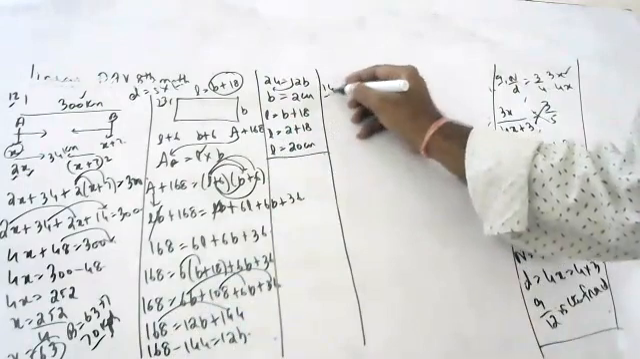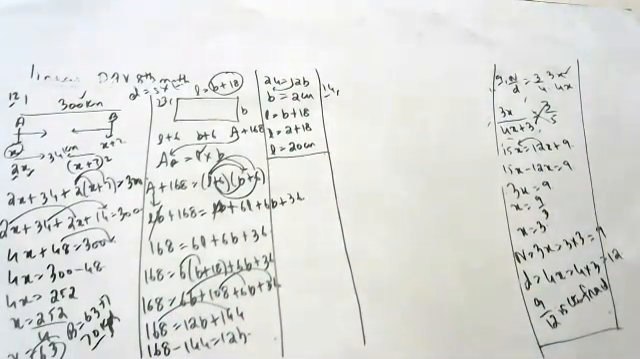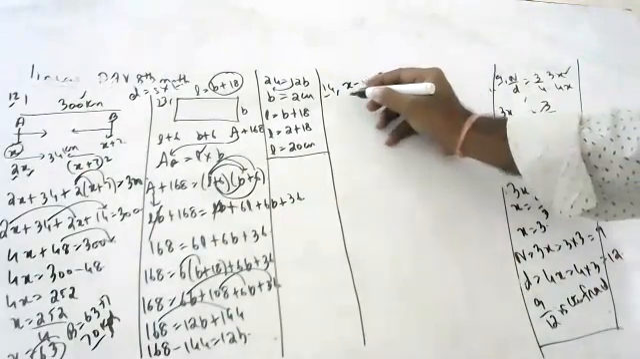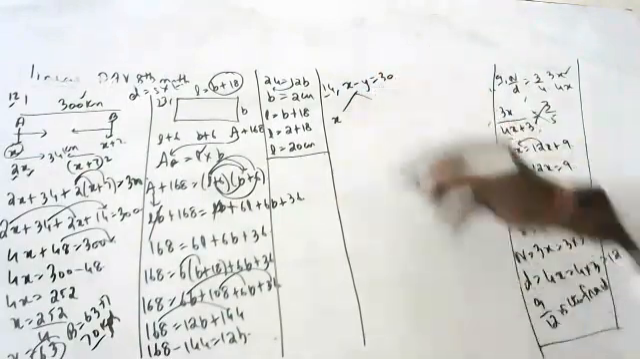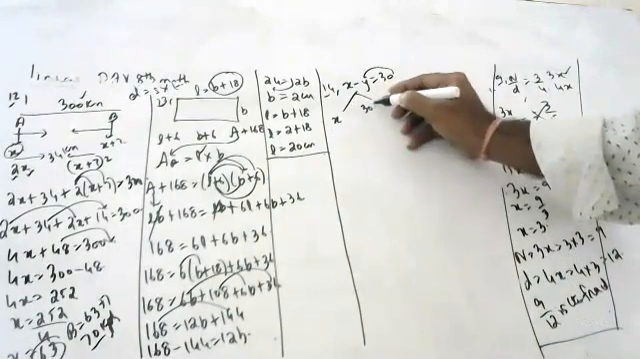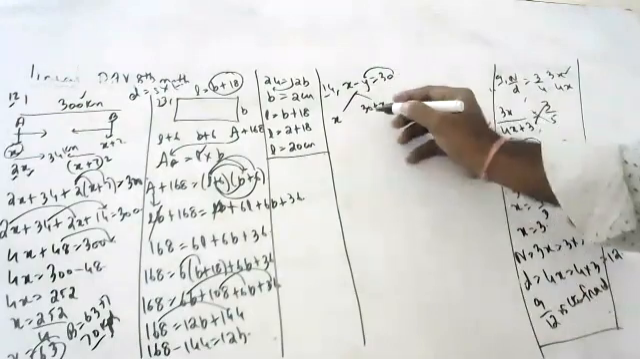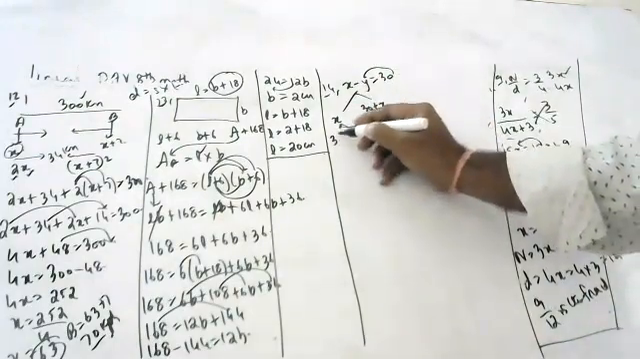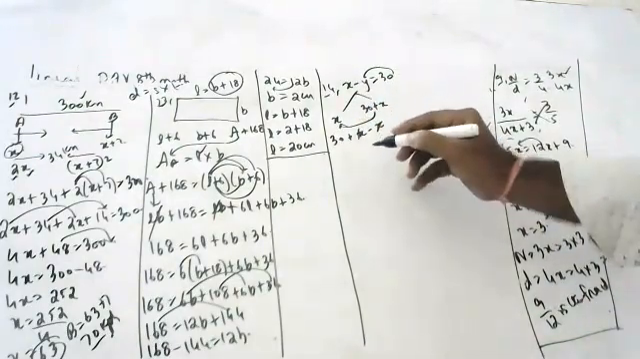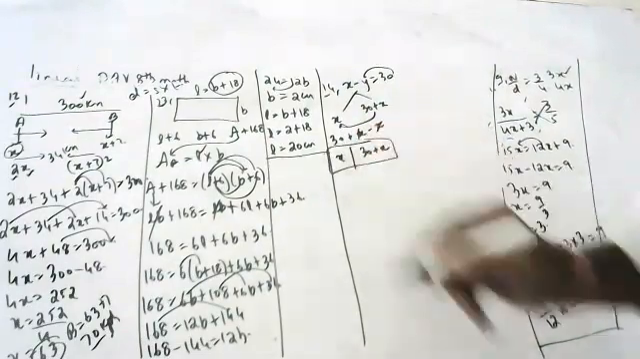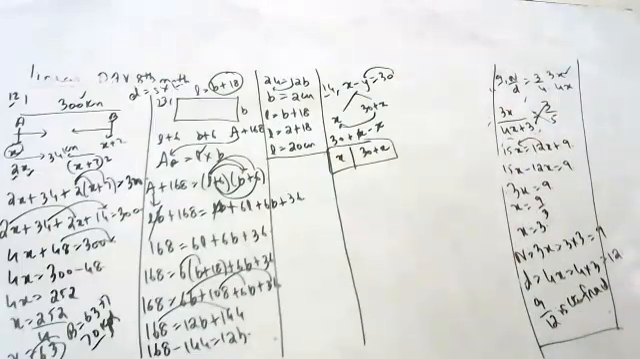Thank you. Next question. Pravalika, are you there? Yes, sir. The difference between two positive integers is 30. If one is x, what will be the other? If one is x, the other will be 30 plus x, because 30 plus x minus x is 30 only.